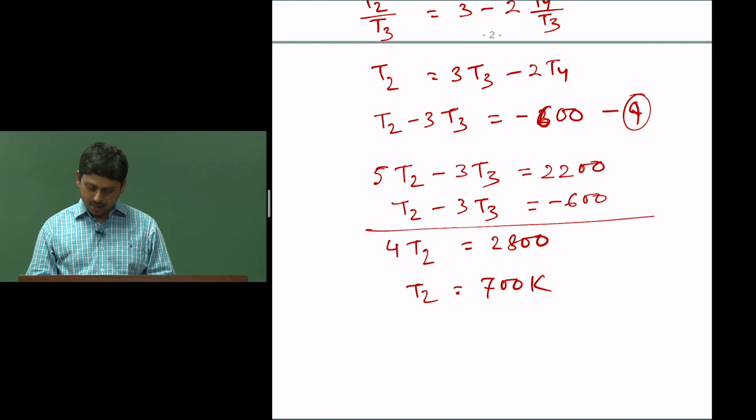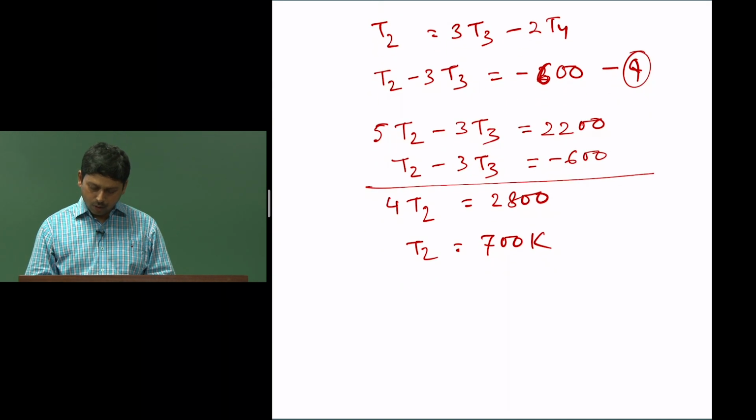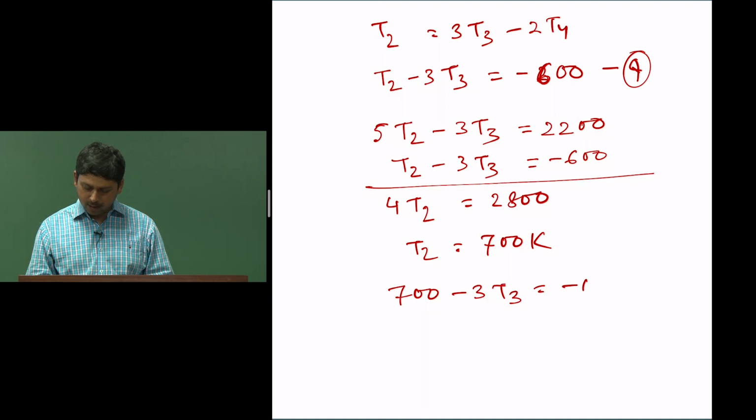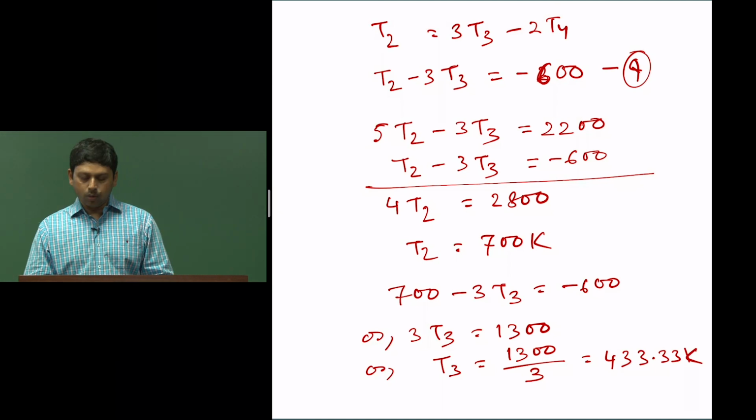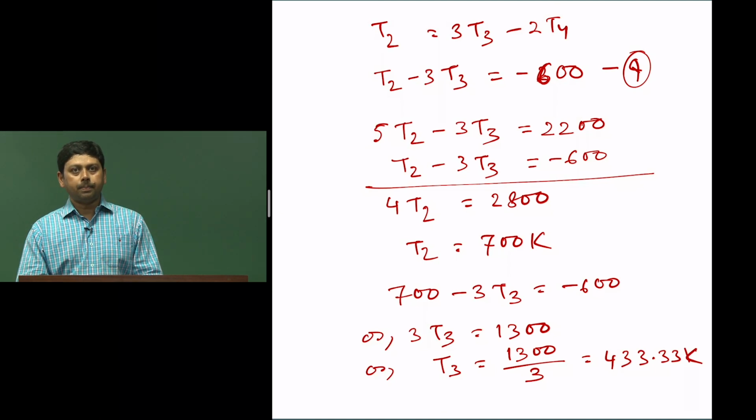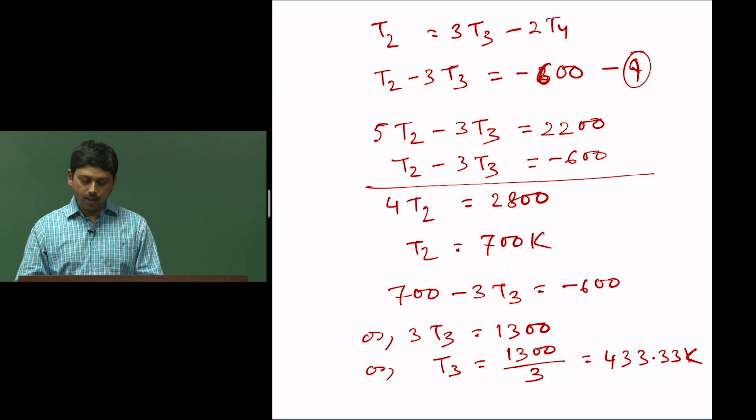Now, we are going to get the T3. You can use any of the above equations. So, 700 Kelvin minus 3 T3 is minus 600, or 3 T3 is equal to 1300, or T3 is equal to 1300 by 3, which is going to give me 0.33 Kelvin. So, now we got all the 4 temperatures in the series that is working.